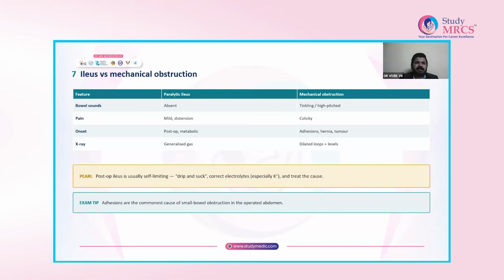Post-operative paralytic ileus is usually self-limiting. You can put a nasogastric tube and aspirate, and you have to correct the electrolyte imbalance, especially potassium, and treat the cause accordingly. The exam tip is that adhesions are the commonest cause of small bowel obstruction in the operated abdomen.